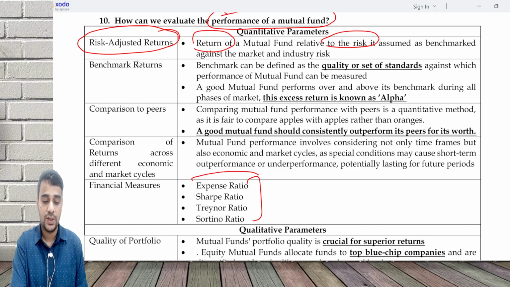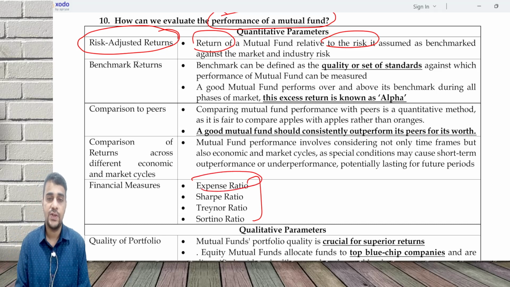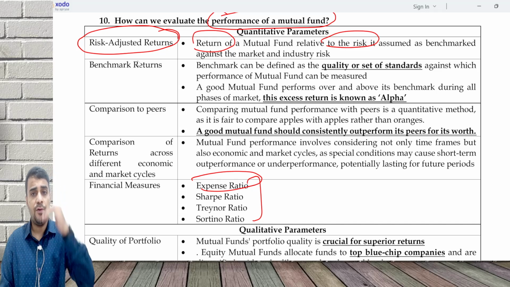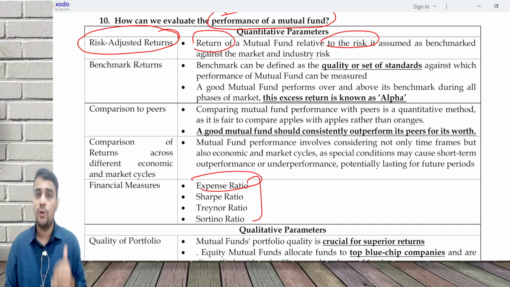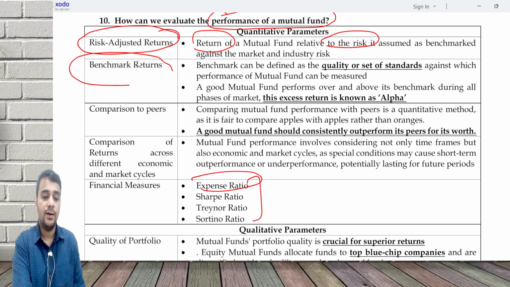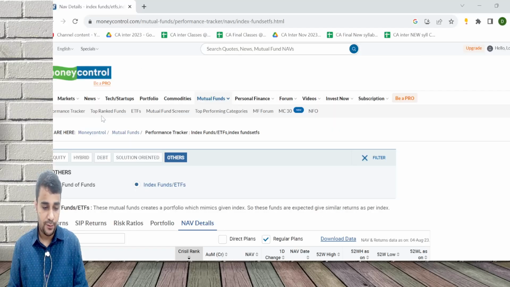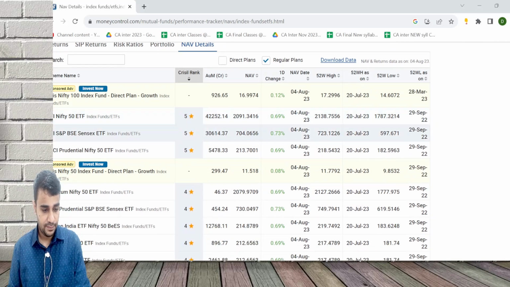This is not to measure risk adjusted return. Expense ratio is the average expenses being incurred. If you have a very high expense ratio, you may want to come out of the mutual fund. Benchmark return: every mutual fund will ideally have a benchmark for it. Let's see this.